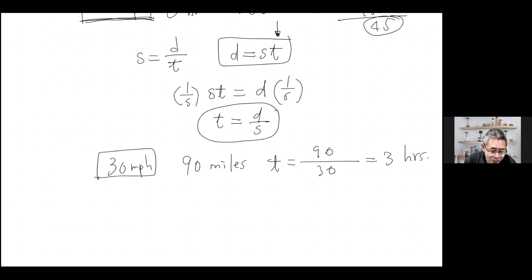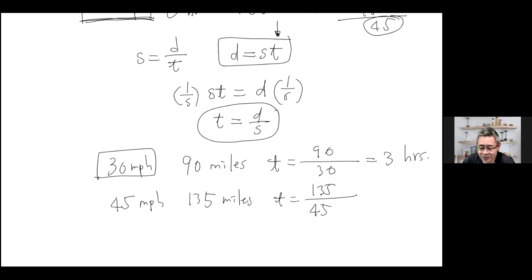Now, suppose we're doing 45 miles per hour and we drove 135 miles. The time then will be 135 divided by 45, and that will give us 3 hours. Okay, now let's look at the last one.